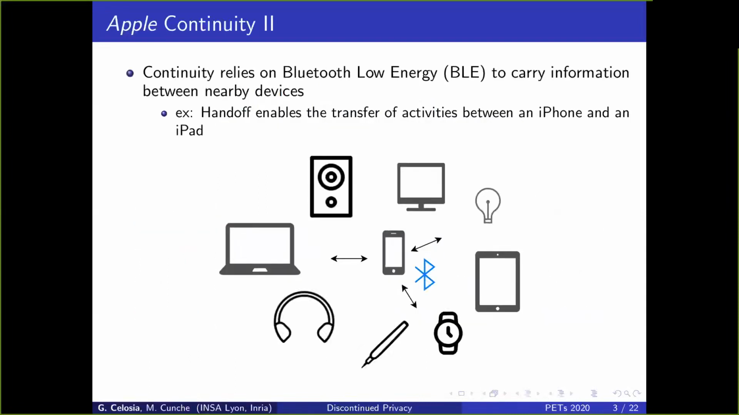To carry the information between nearby devices, the Apple Continuity Services rely on the Bluetooth Low Energy, also named BLE, technology. For instance, the Apple Handoff protocol enables the transfer of activities between two devices. As an example, you can start reading a web page on one device, such as your iPhone smartphone, and then you can switch to another nearby device, such as your iPad tablet, and pick up where you left off. For this transfer to work, BLE messages must be exchanged between devices.